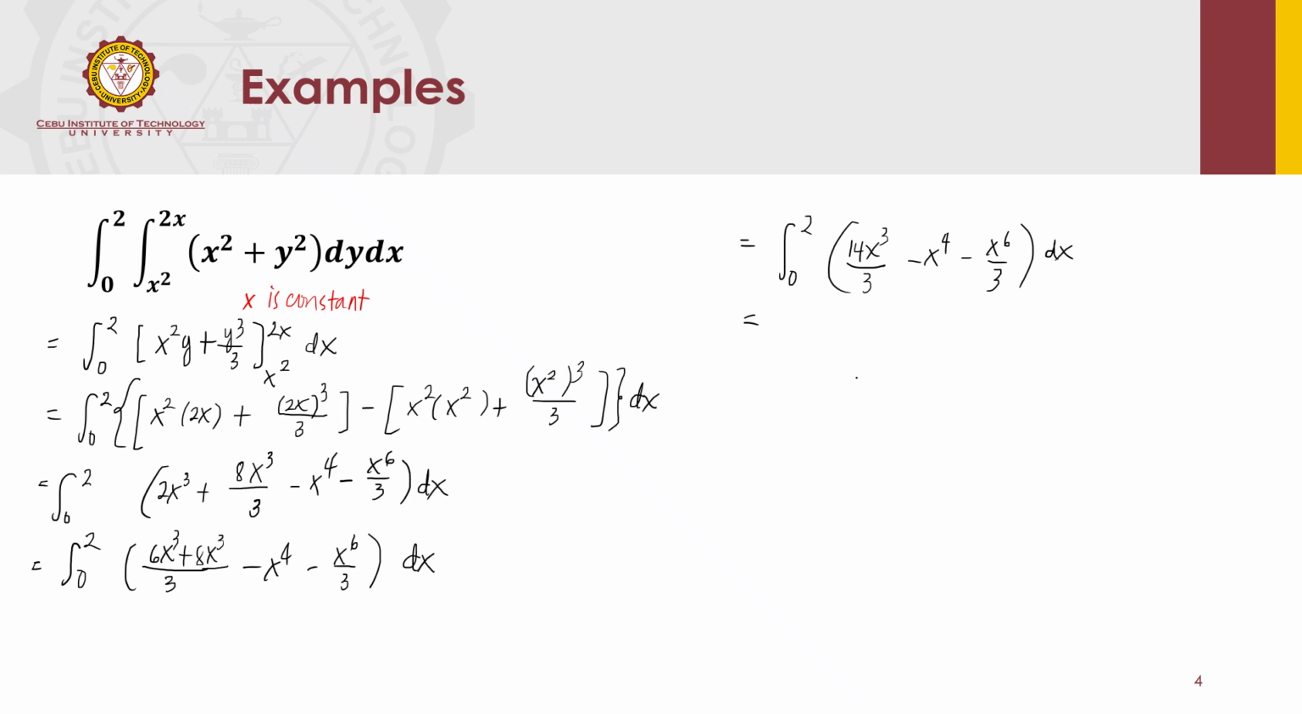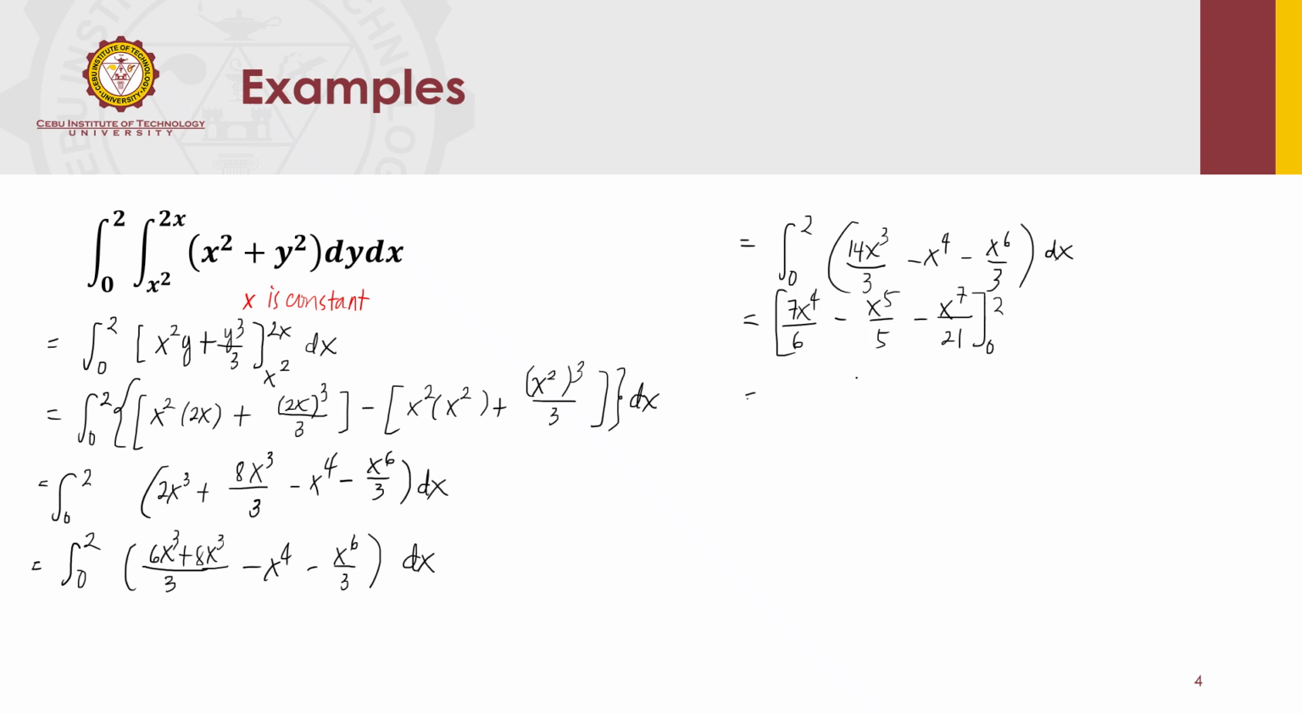So that's 14x to the power of 4 over 3 times 4, or 14 over 4, so it's 7 over 2. 7 over 2 times 3, so 7 over 6. So 7x to the power of 4 over 6, minus x to the power of 5 over 5, minus x to the power of 7 over 7, and there's a 3 here, so over 21. And evaluate from 0 to 2.